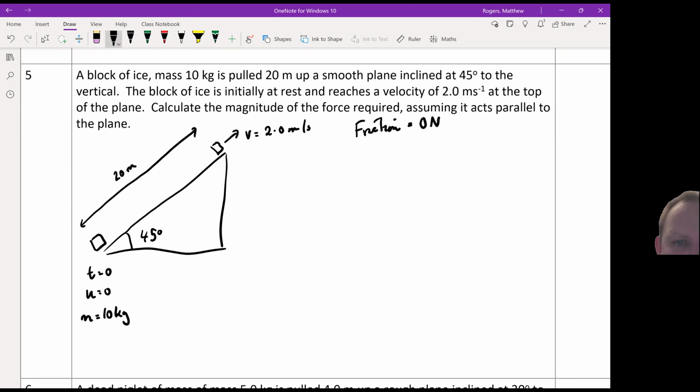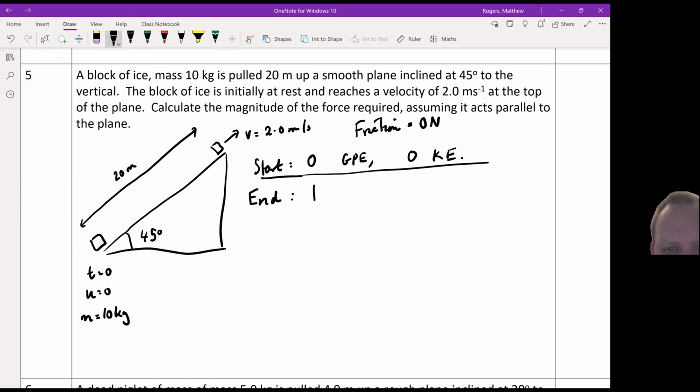So there are 2 energy changes. At the start, we're going to say it has 0 gravitational potential energy and it has 0 kinetic energy. But by the end, these are both not equal to 0. So we need to find the size of both of these. Let's start with the kinetic energy, because it's the easier one of the two. Half mv squared is equal to a half times 10 times 2 squared. So 2 squared is 4, half of 4 is 2, so this is just 20 joules.